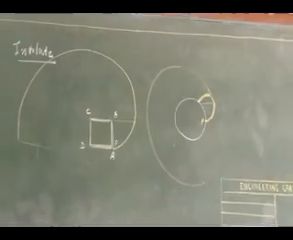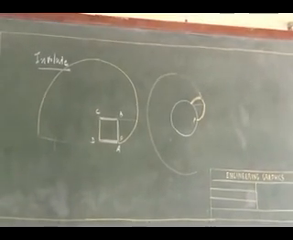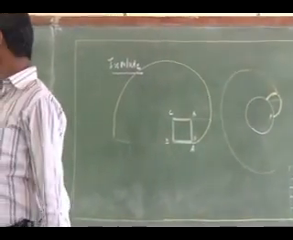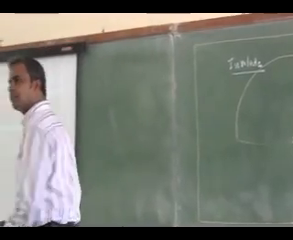Okay, so that is nothing but the involute of a circle. The gear teeth profile is nothing but the involute of a circle, not a polygon. Okay, it is the involute of a circle. So why is it essential? I told already.